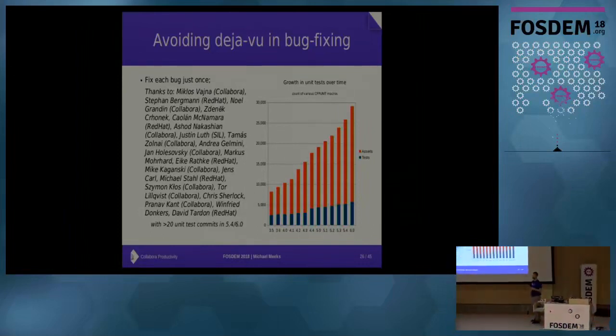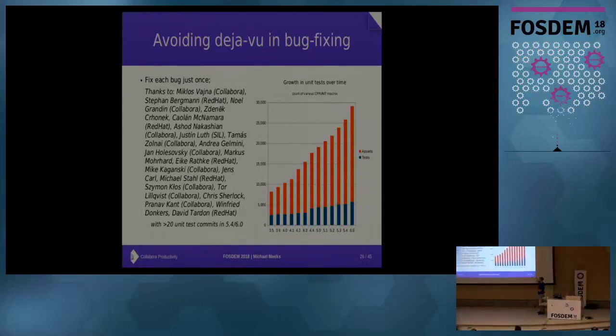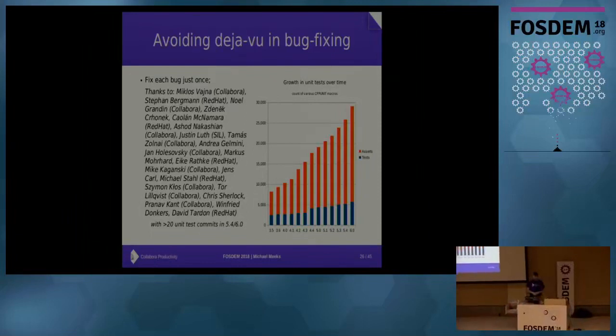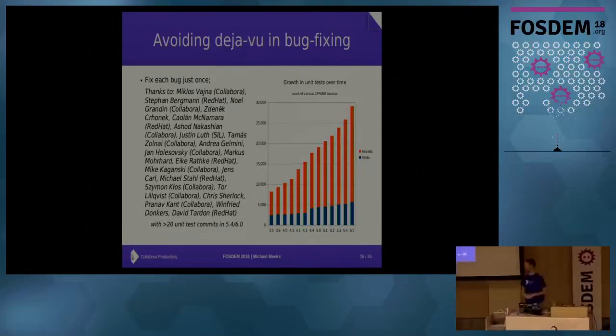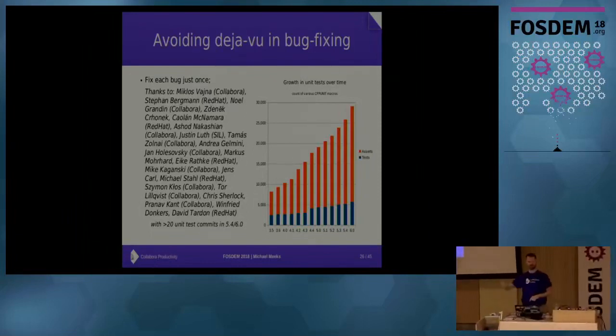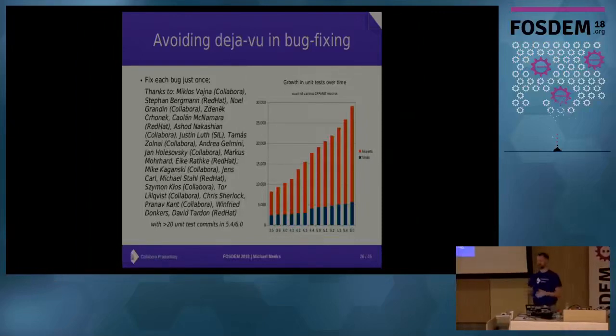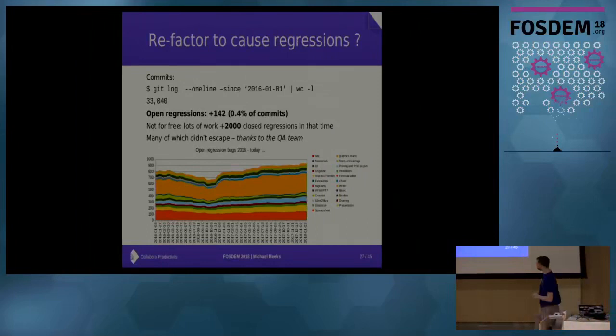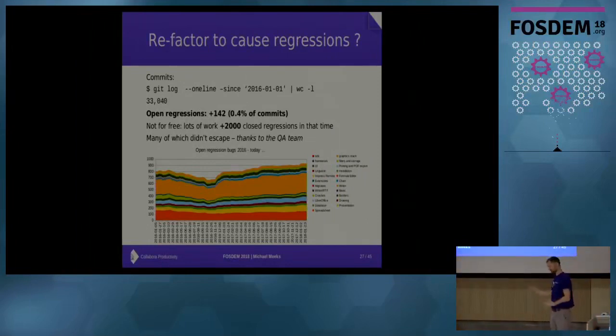I'm a lover of unit tests, and we need more and more of these, and this is why there's a great credit list. These guys did greater than 20 commits to unit tests in the last year. So they're my heroes. Look at that. Fix each bug just once. Don't continually fix it. There's plenty of jobs for life in LibreOffice without needing to refix the same bug. And then, of course, refactors, as we all know, just cause regressions and don't do any good for anyone.